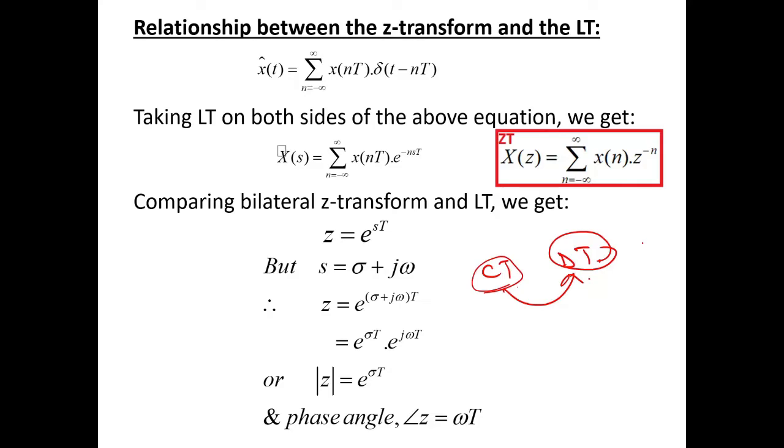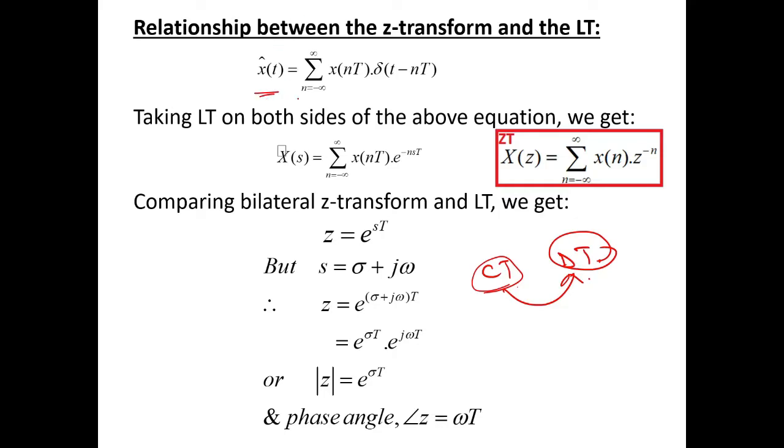So, due to this reason, later on you will see most of the filters and all these things that we try to design, we take information from the continuous time systems, and then we try to design it for the discrete time or the digital systems. Okay.